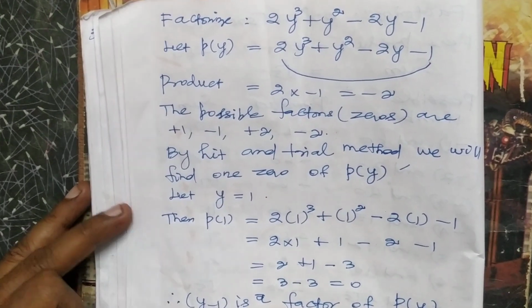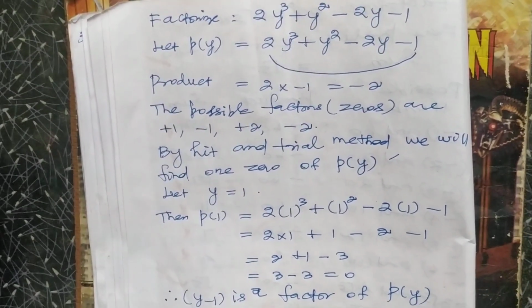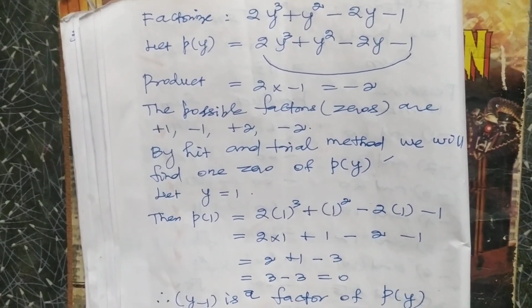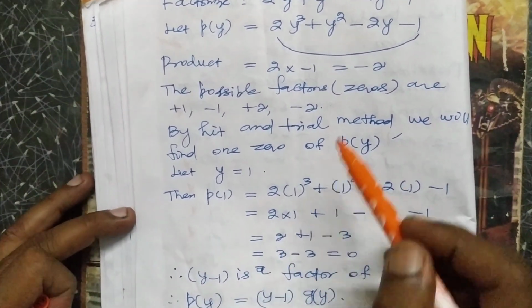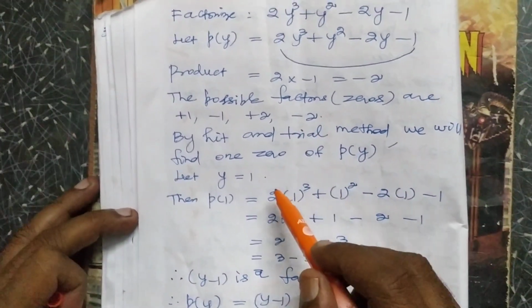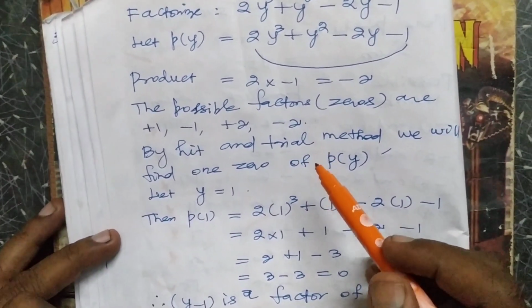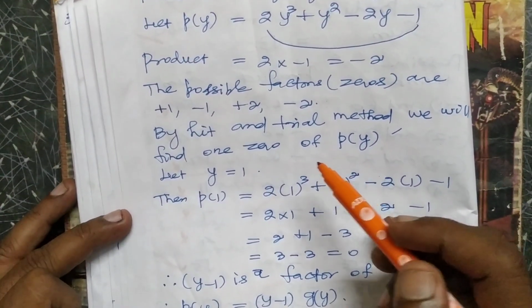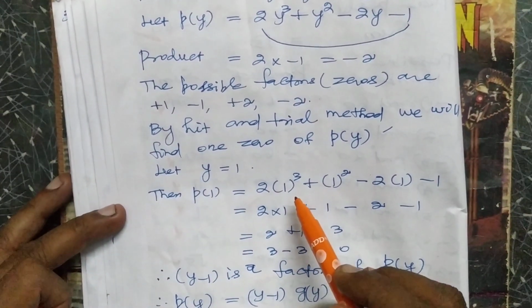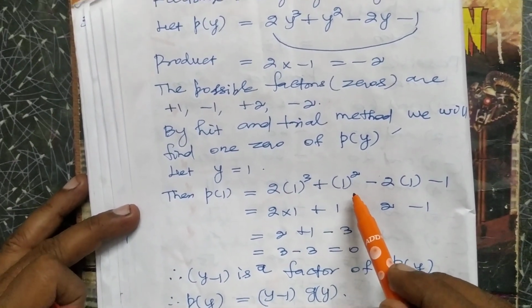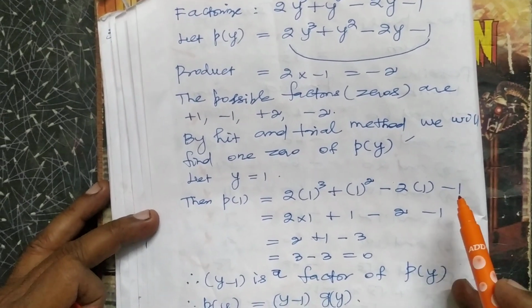Hit and trial method means just throwing a stone. Either the mango may fall or may not fall, like that. You have to throw a number according to the possible numbers, then check in the given polynomial whether it is 0 or not. Let y equal to 1. 2 into 1 cube plus 1 square minus 2 into 1 minus 1.